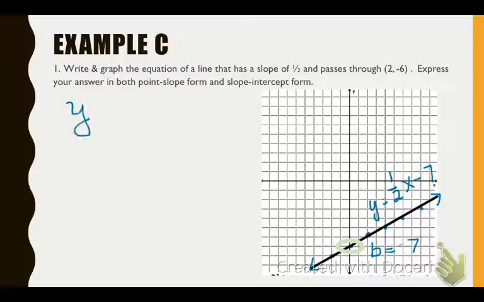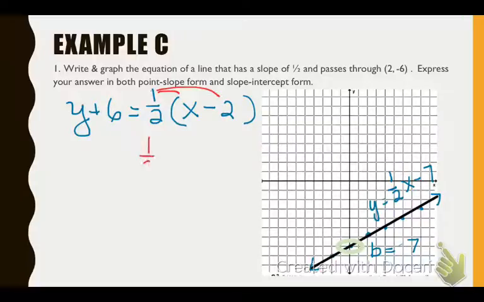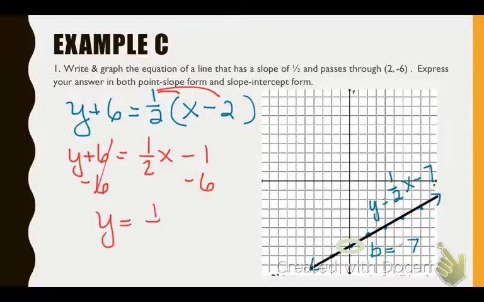So in point-slope form, set it up. The slope is 1/2. Opposite for my point, so I put negative 2 and positive 6. There it is in point-slope form, and that's a completely acceptable answer if you're asked to give the equation of a line. But if you're asked to change this, like the directions do, to slope-intercept, I need to isolate y, so I'd start by distributing to get rid of my parentheses, which gives me y plus 6 equals 1/2 x minus 1. To get y alone, subtract 6 from each side, and I get y equals 1/2 x minus 7, which I can see from what I graphed from the given information.